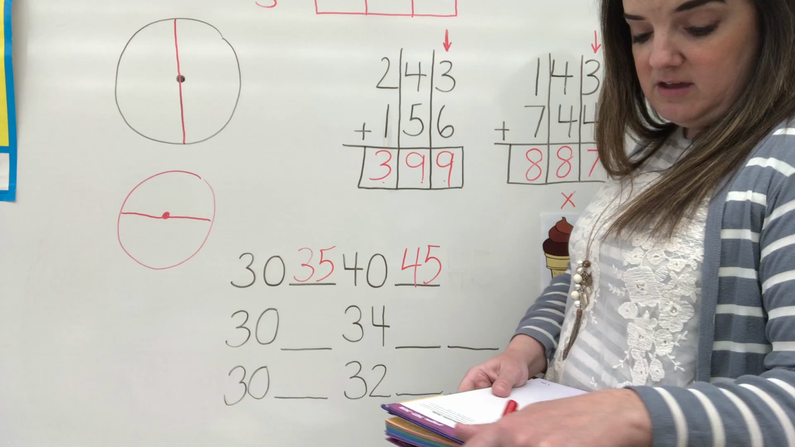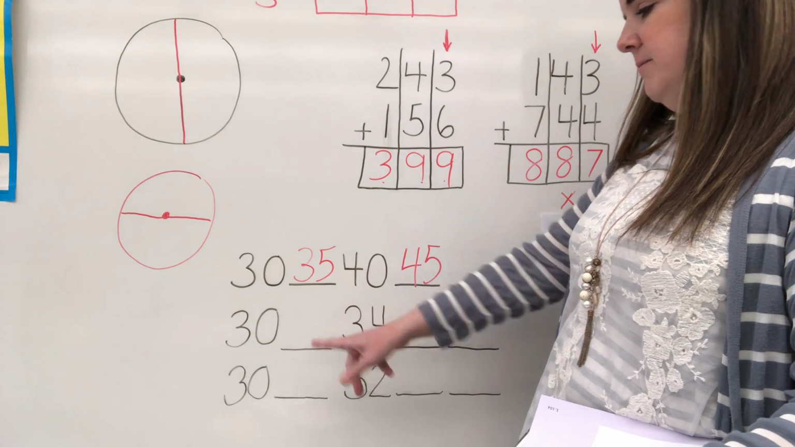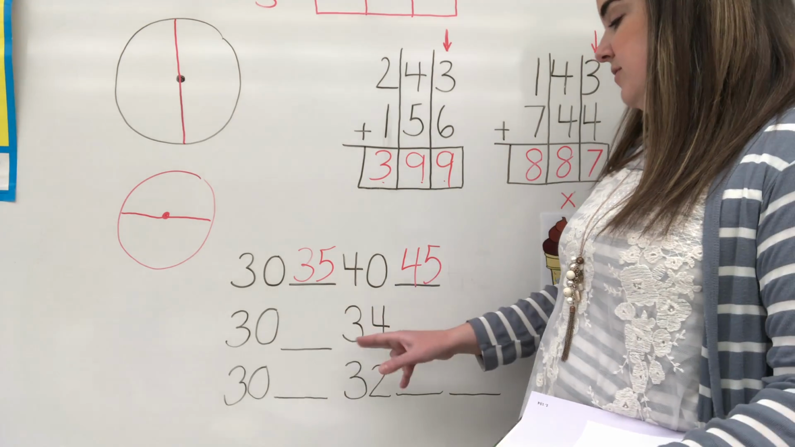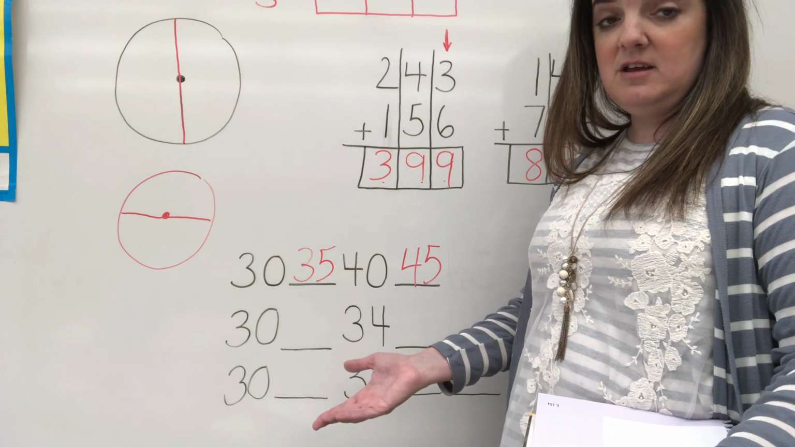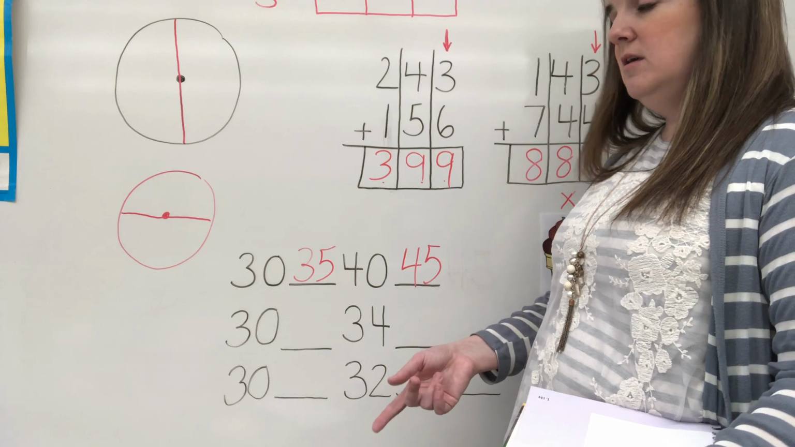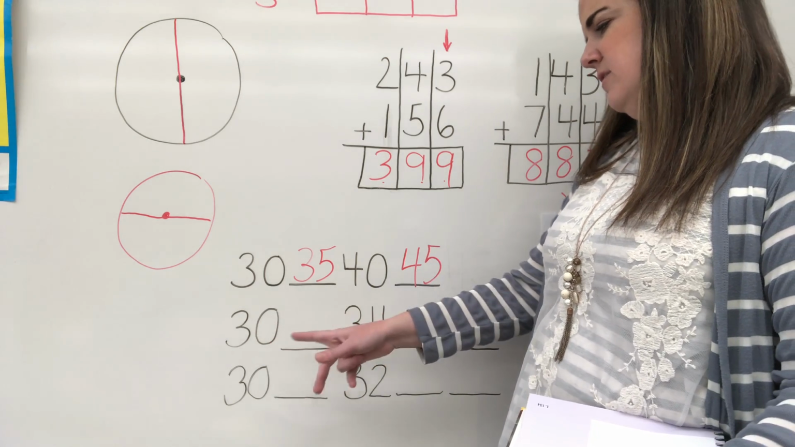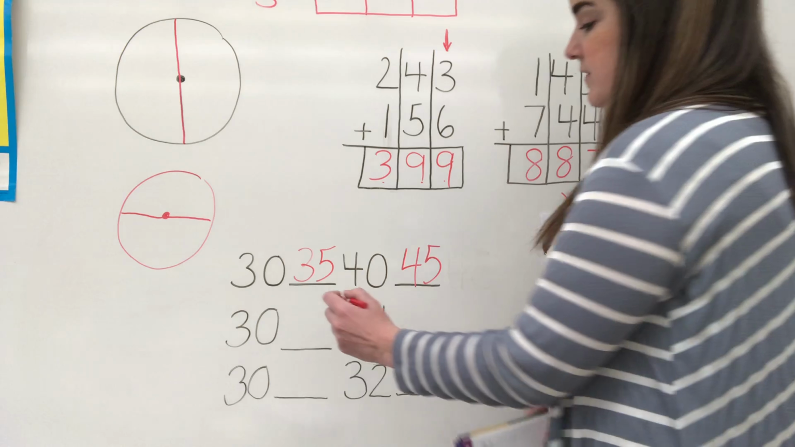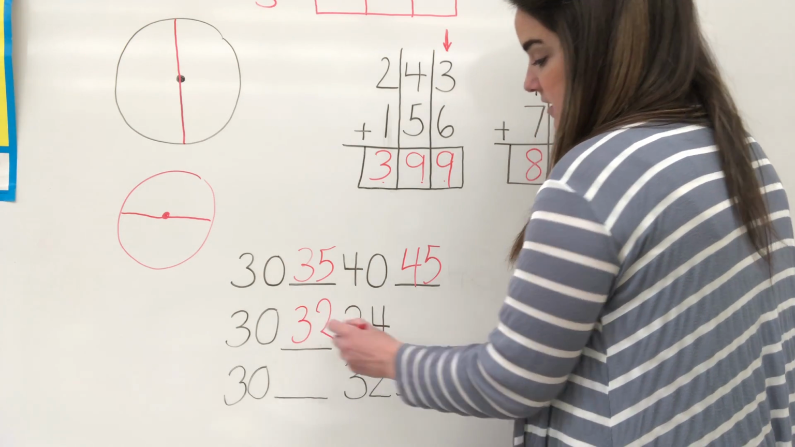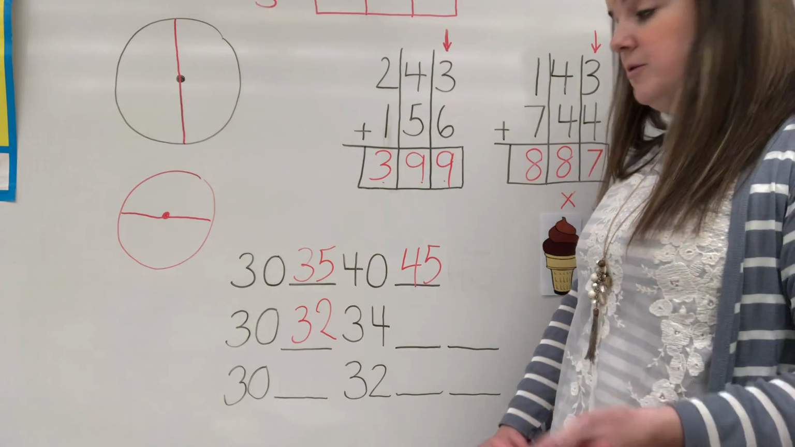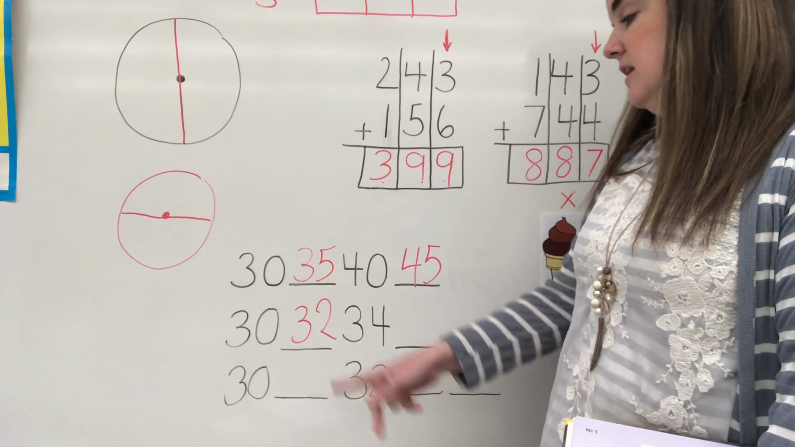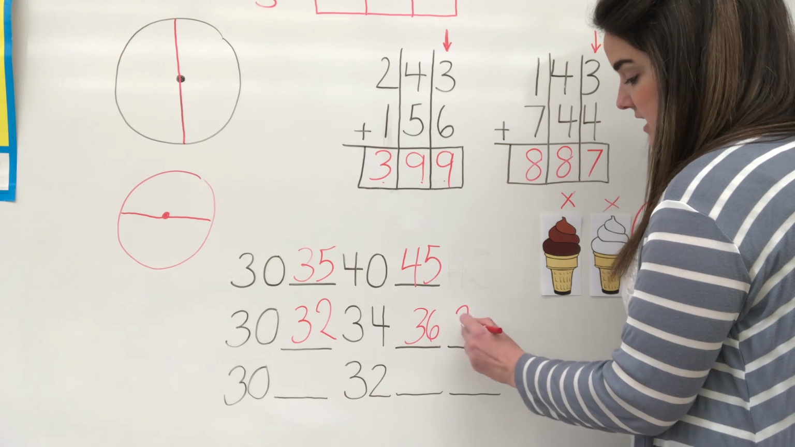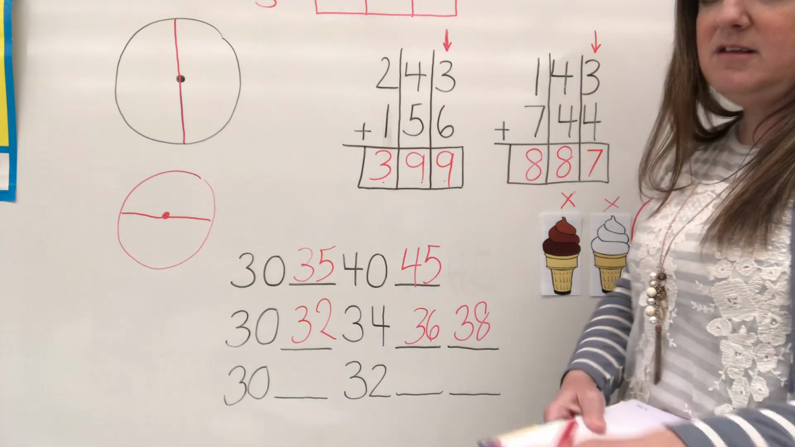Then the second row, we have 30, a missing number, 34, and then a bunch of other missing numbers. From 30 to 34, what numbers are missing? 30, 31. If we put 31 here, 34 doesn't come after 31, so that can't be it. What about 32? Let's put 32. 30, 32, 34. So we're counting by 2s. We have 30, 32, 34, 36, and then 38. Then you can fill in the rest of the missing numbers on that row.